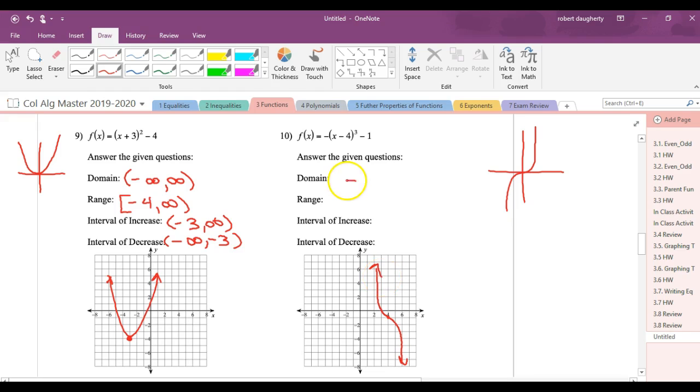So what is its domain? Negative infinity to infinity. Same range. Interval of increase. This thing is always decreasing. So as I travel from left to right, that graph is always going down.